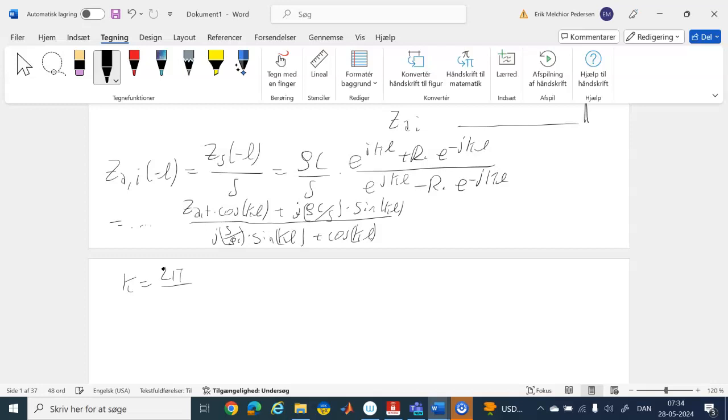Now we see here, we know that k is the same as 2 pi divided by the wavelength. If L is n times lambda half, we get that kL is the same as n times pi. That means that cosine kL is plus minus 1 and sine kL is 0. So it means that the input impedance ZAI is the same as the terminating impedance.